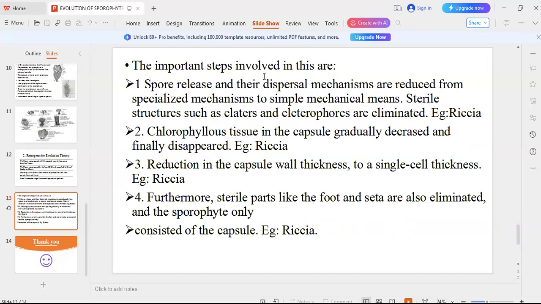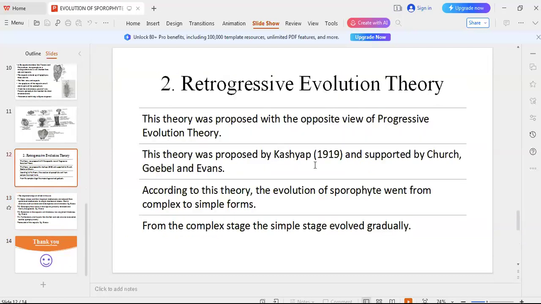See here. So the important steps involved in this, see here. Only 3-4 points are mentioned in the retrogressive theory, but the scientists are very important. Kashyap, okay? So retrogressive theory is proposed by Kashyap, supported by Church, Goebel and Evans. Please note down these names. Kashyap proposed the retrogressive theory in the year 1919 and supported by, tell me. And I am writing these points in my book, ma'am. Okay.